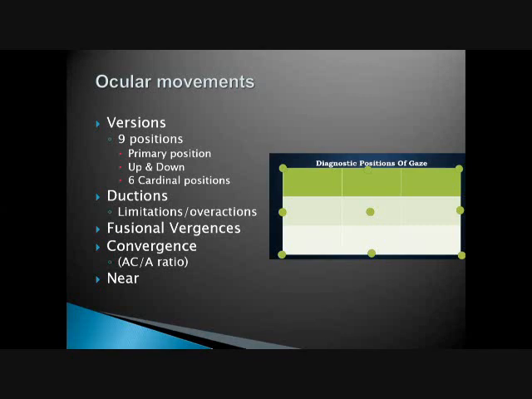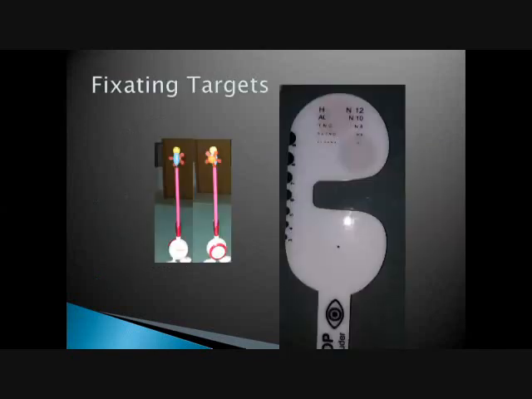And then we check for convergence or divergence. And what is normal ACA ratio? We see how much is the convergence when we move our fixation from far to near. So normally, if there is 3 prism diopter of convergence, it is normal. But if it is 9 or 10 prism diopter of convergence when we look from far to near, then this ACA ratio is more. So we can note what is the convergence.